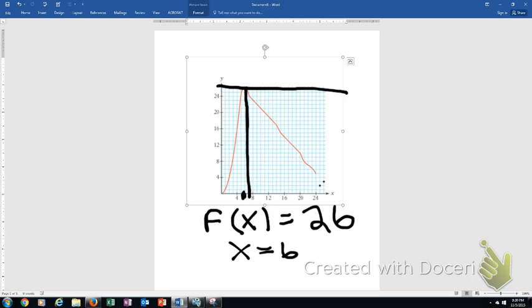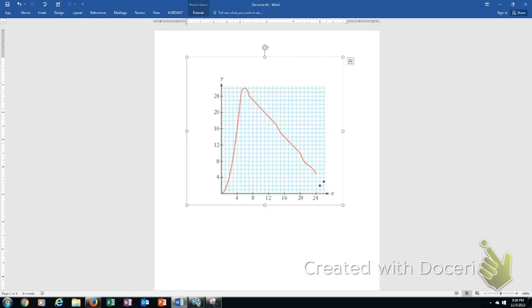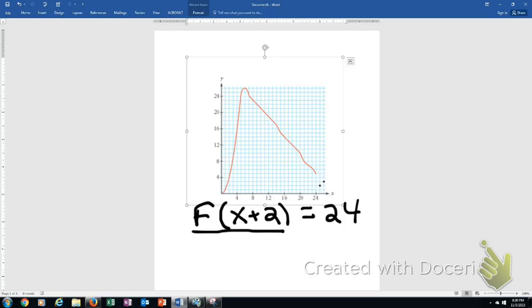I'm going to show you something just a little bit different here. We're going to make it a little more difficult and give you an opportunity to try one. So, here we go. Now I'm going to say something a little bit different here. Instead of giving you an x, let's say a function of x plus 2 is equal to, I don't know, let's go 24.